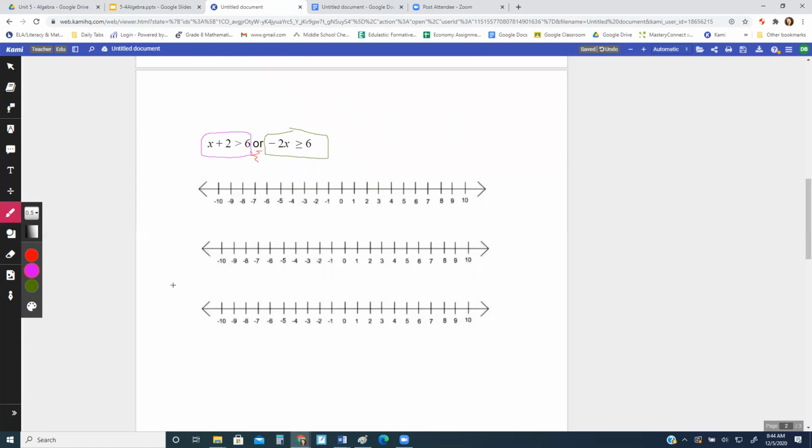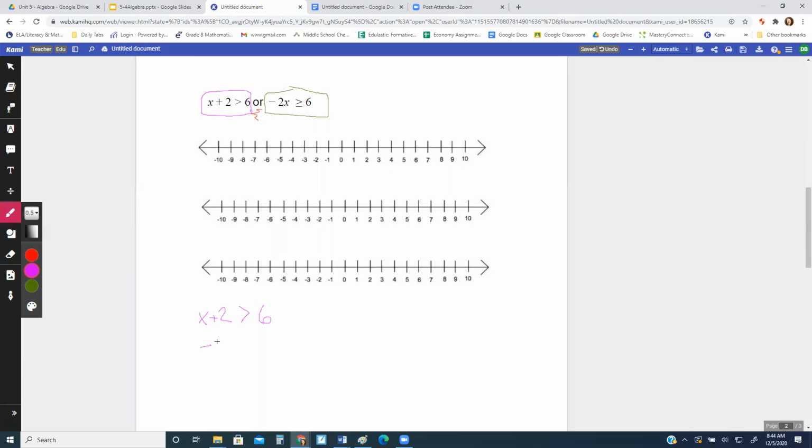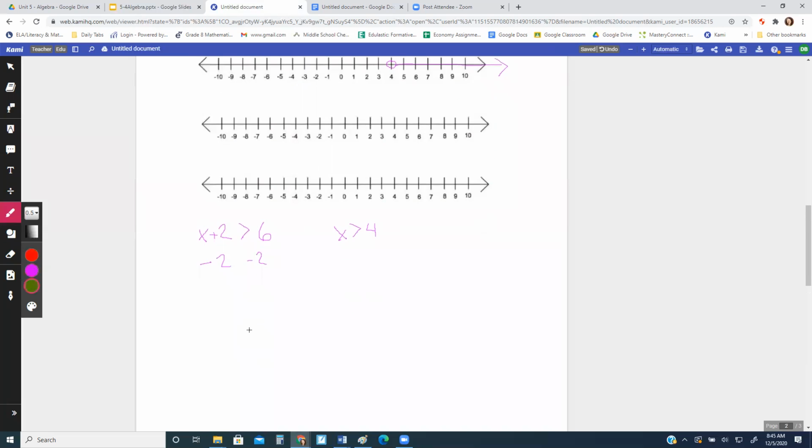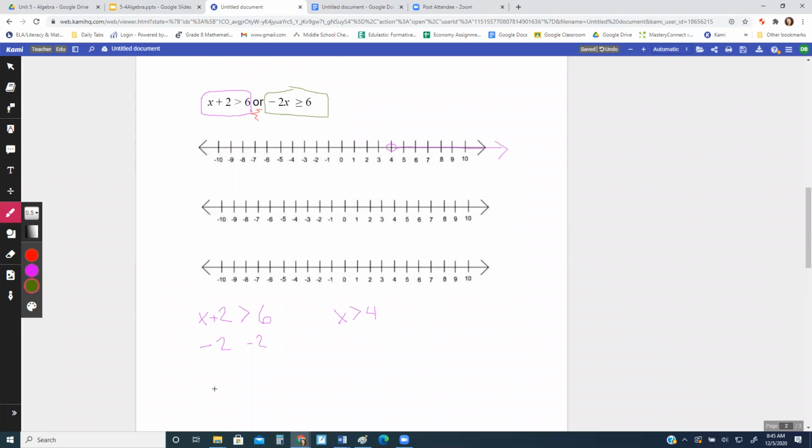So let's look at this one. We have x plus 2 is greater than 6. Well, what does that tell us about x? I'm going to subtract 2 from both sides. And I know that x is going to be greater than 4. So I'm going to find up here, it's not equal to 4, so I have a circle, and x is greater than 4.